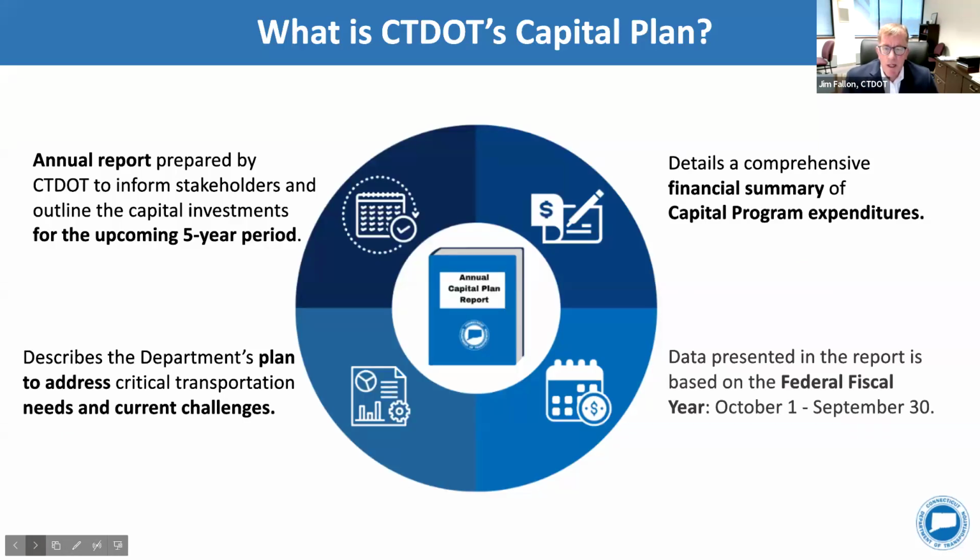So the capital plan is, like I said, an annual report. It generally covers a 5-year period. It talks about all of our major initiatives and how they're proposed to be funded, the level of funding, the various programs that they're contained within, and also has some general narrative talking about major initiatives and topics that we are interested in, such as complete streets and some of those things. And then it's important to note that the data presented within the plan is based on the federal fiscal year, which is October through September, because federal funds make up such a large component of our funding at the department. Go to the next slide.